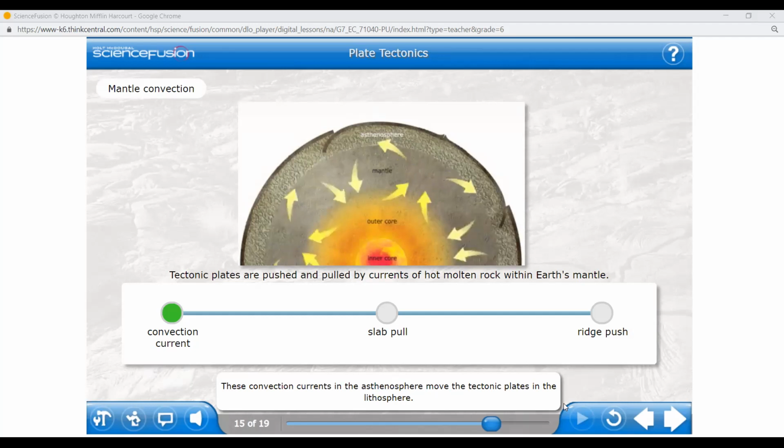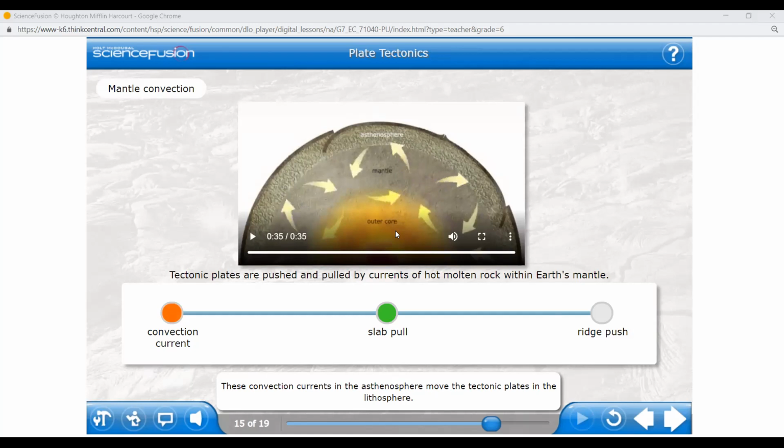This is the best picture of what they're showing, how the currents come and push and pull the mantle, and then the mantle affects the asthenosphere. It's very important, girls.